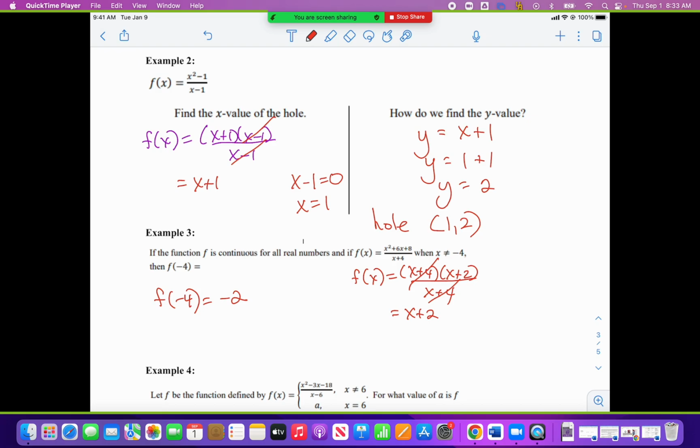Does that make sense? Technically then you would do something like this. You would say a piecewise function, x squared plus 6x plus 8 over x plus 4 for all x's not equal to -4, and then it's -2 when x is -4. It would look like that. That's what we're kind of talking about.